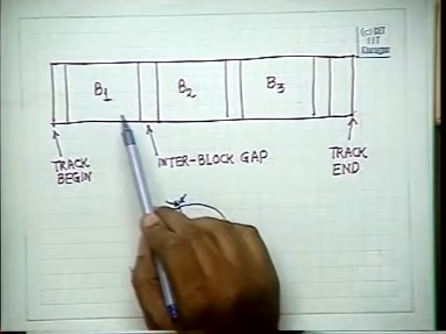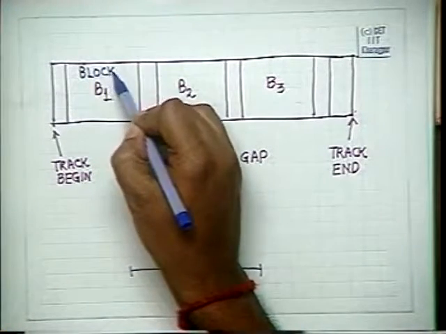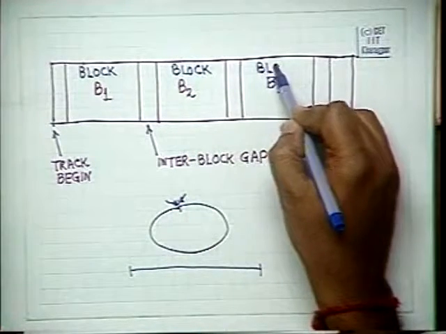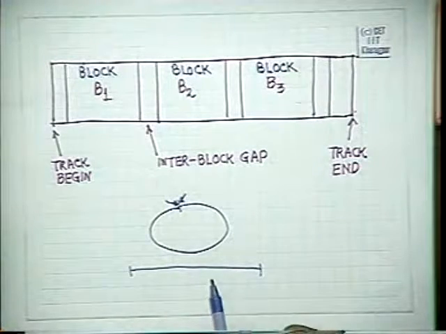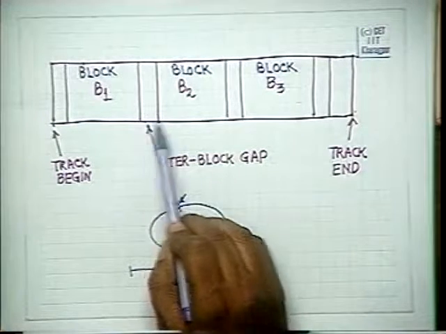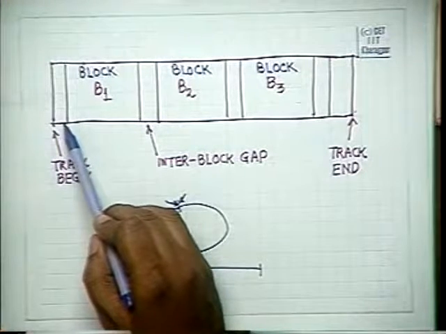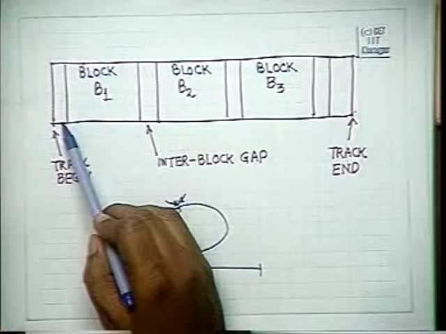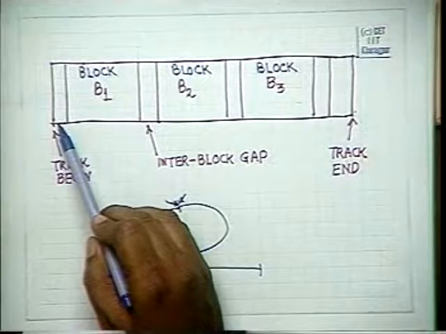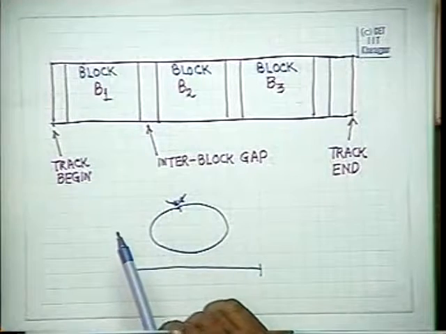Then this track is organized into what are called blocks. This is a block B1. There are 3 blocks here. And between 2 blocks we have some information which is called the inter-block gap. Before a block there is a gap which is called the inter-block gap. There may be some gap here, there may be some special type of encoding or data which will ensure that this is an inter-block gap. It may also place the block number on that block.